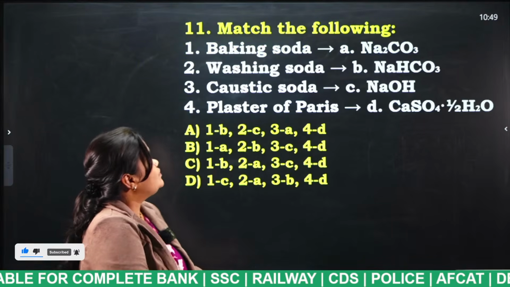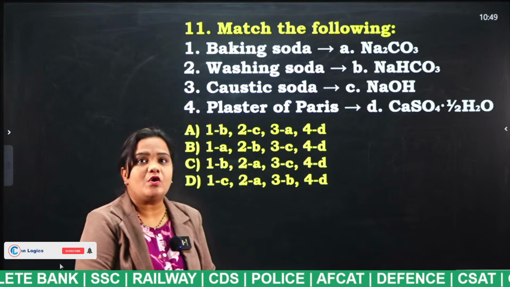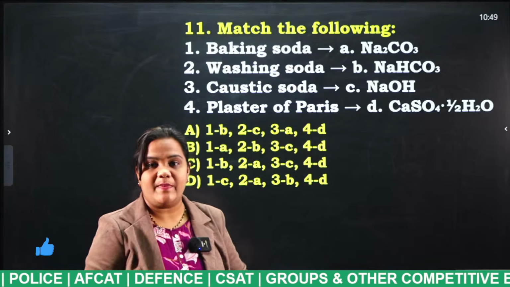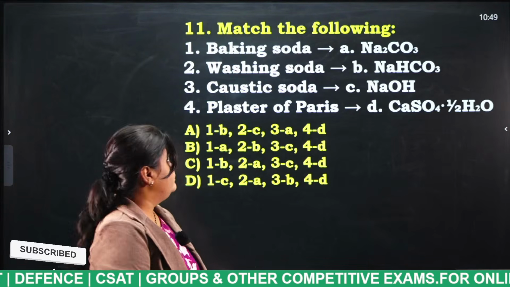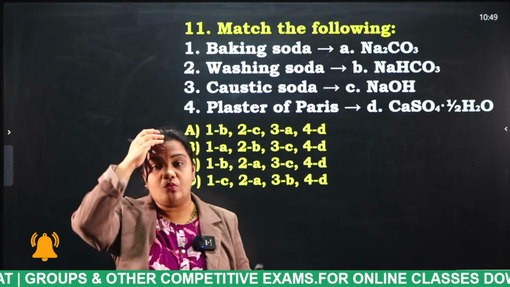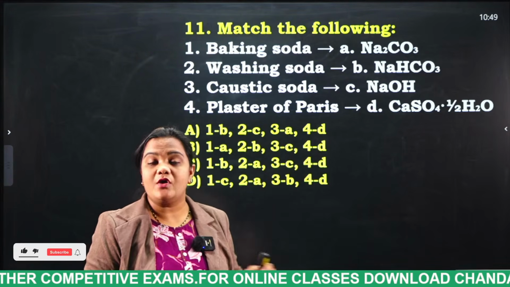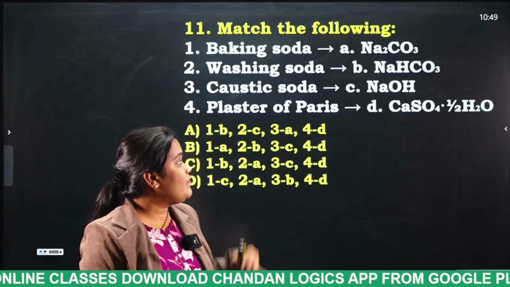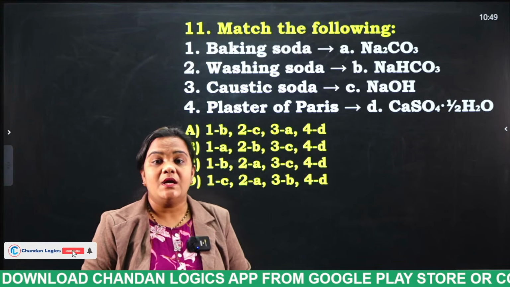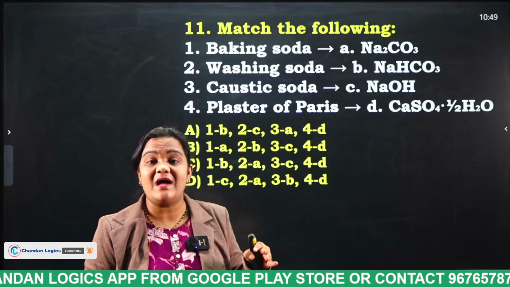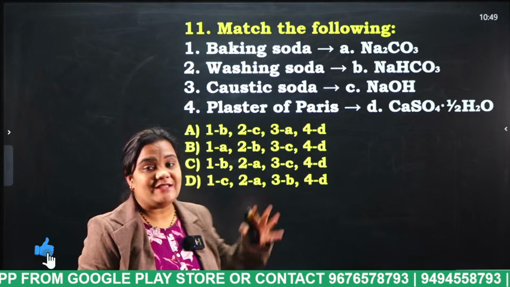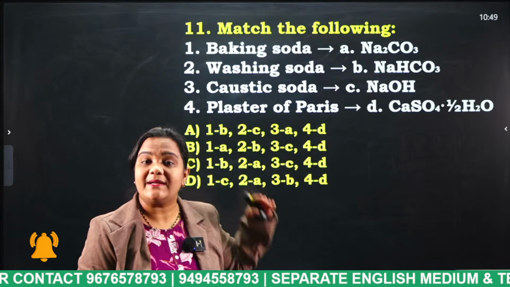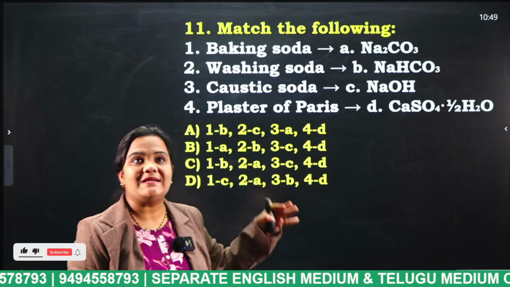Now, what is the answer for this question? Students, match the following. So, baking soda, we also call it as cooking soda. For the baking purposes, we use this baking soda in our kitchen. Next, washing soda. In order to convert the permanent hard water into soft water, we will use this washing soda. And next, caustic soda. It is sodium hydroxide, which is the king of base. And finally, plaster of Paris. If we heat the gypsum at 100 degrees centigrade, we are getting the plaster of Paris. Now match it and put your answer in the comment section.